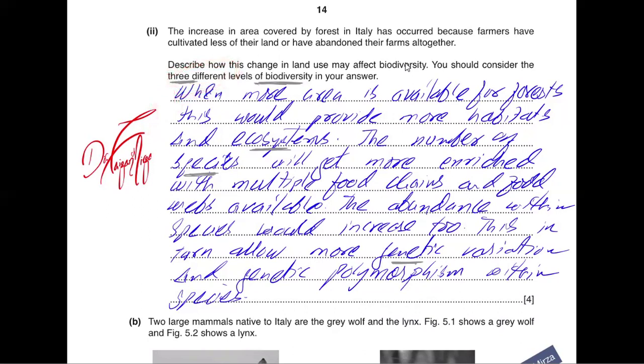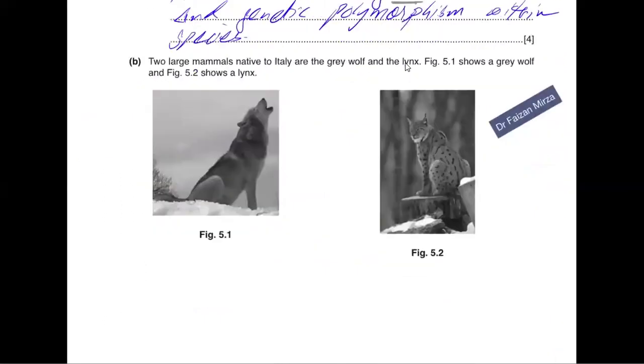When more area is available for forest, it will provide more habitats or ecosystems. So yes, one level of biodiversity is mentioned here in the answer. The number of species will get more enriched, with multiple food chains and food webs available. The abundance within the species would increase too. This would allow more genetic variation and genetic polymorphism within the species. So we have listed all three levels of biodiversity.